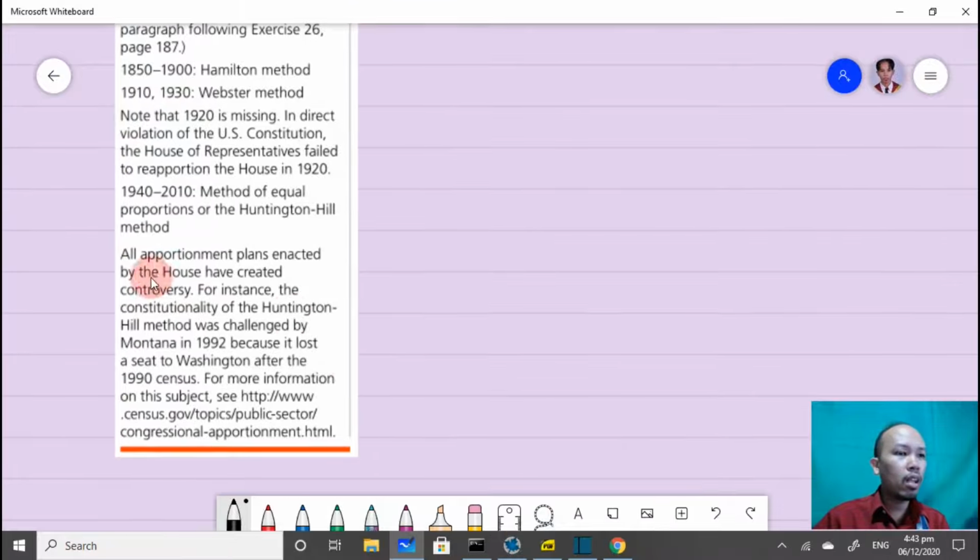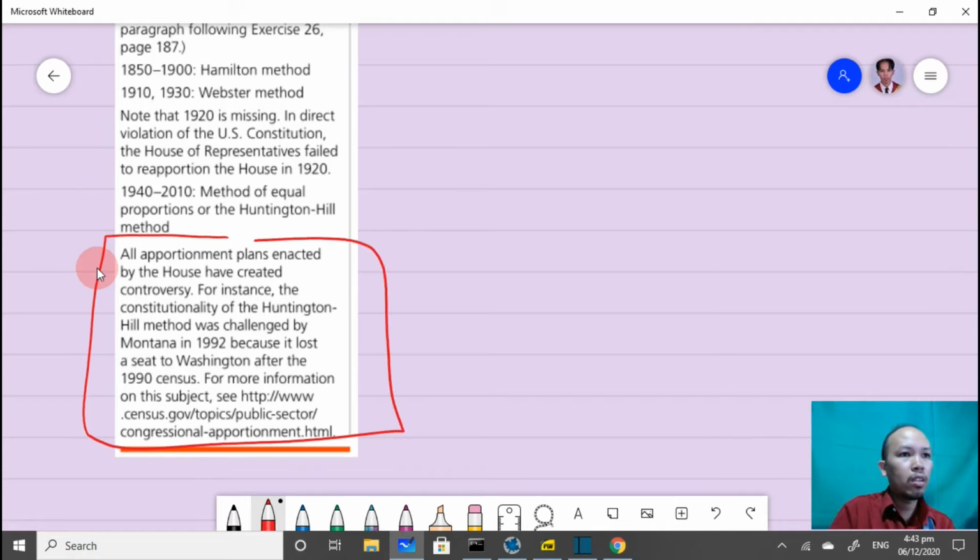Okay, it says here also this portion. It says here that all apportionment plans enacted by the House have created controversy. There's always a controversy with regards to those apportionment methods. So it says here, for instance, the constitutionality of the Huntington-Hill method was challenged by Montana in 1992 because it lost a seat to Washington after the 1990 census.